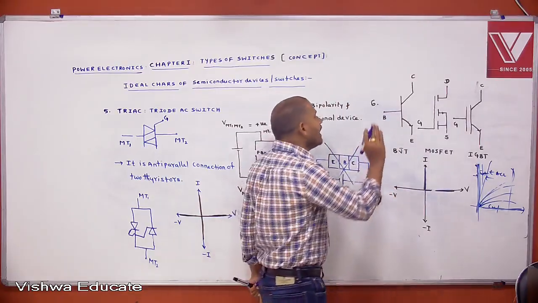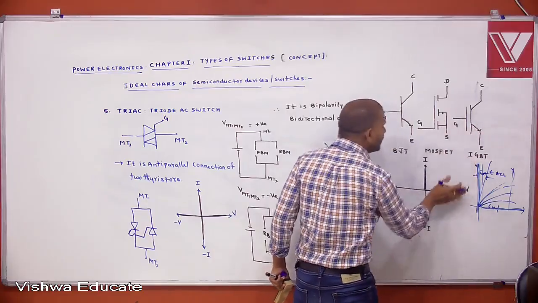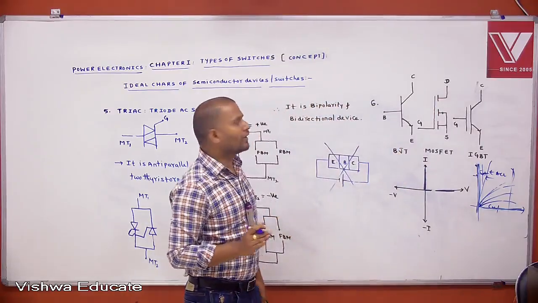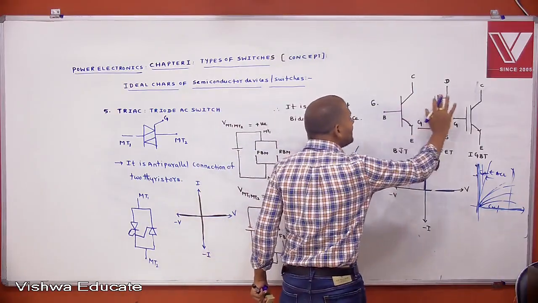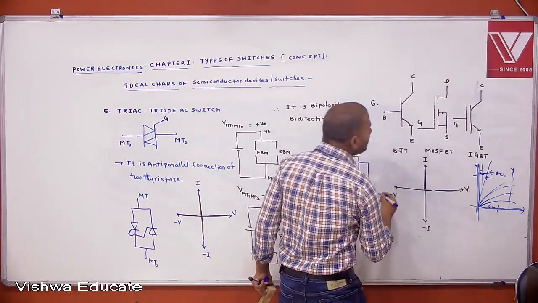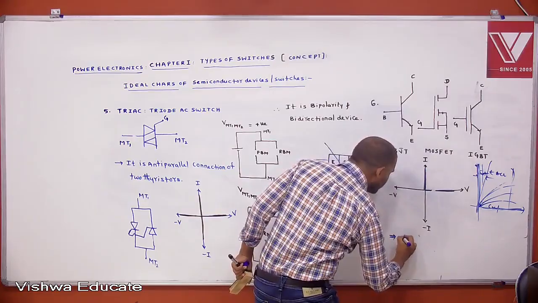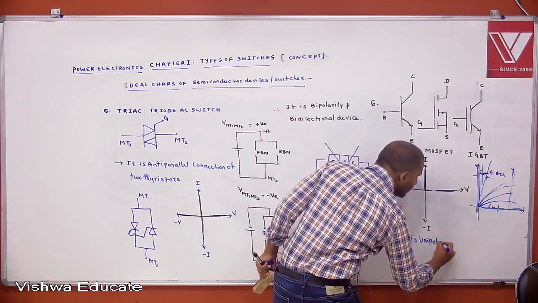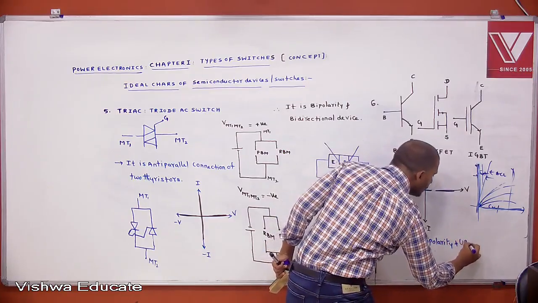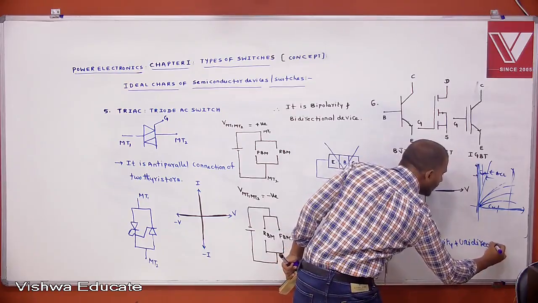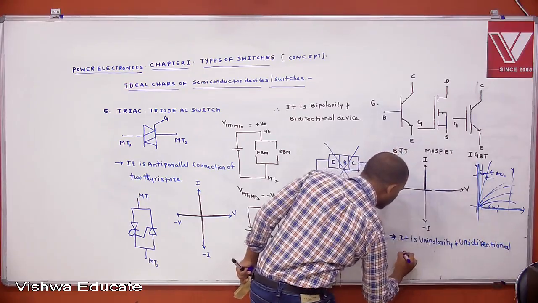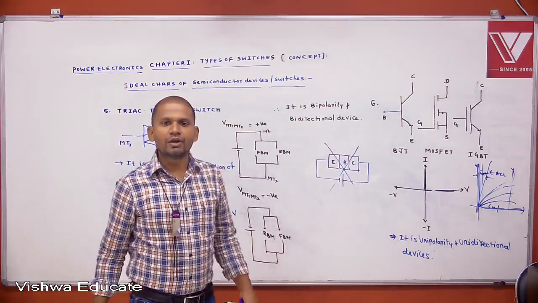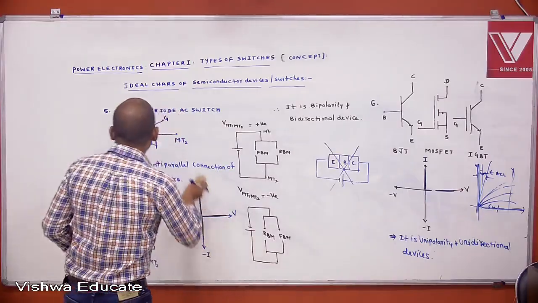Understood? That's why BJT, MOSFET or IGBT, for the characteristics, it blocks forward voltage and allows the forward current. That's why BJT, MOSFET and IGBT are examples of unipolarity devices. It blocks only one polarity. Unipolarity and unidirectional devices. Now, see another device.